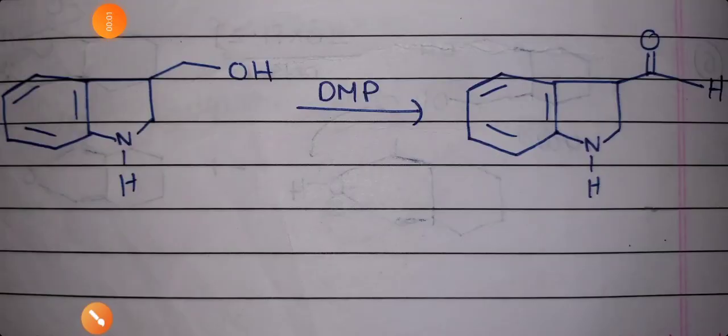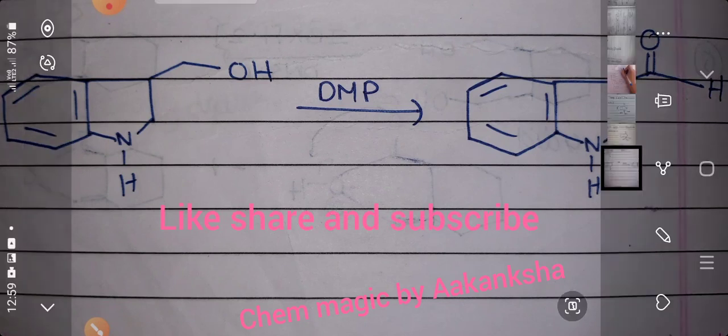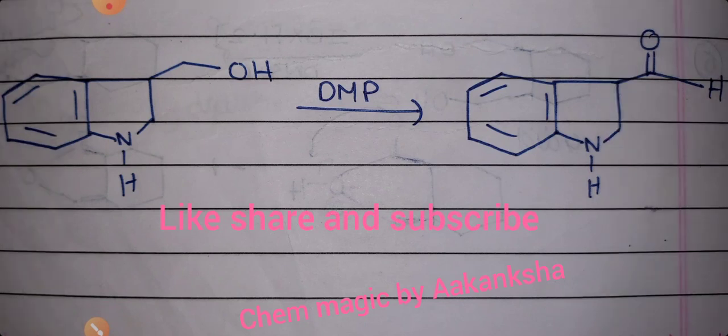So well, this is the last example. Here again the primary alcohol is given, that will get converted to the aldehyde. The other functional group will not be affected by this reagent, as this reagent is a chemoselective reagent. So well, I think these examples are quite sufficient for you.